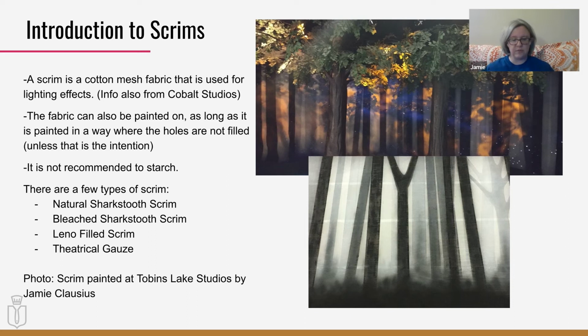Natural shark's tooth scrim, or painter's scrim, if you do use starch on it, is the only scrim known to shrink when sized. Bleached shark's tooth scrim tends to let loose or stretch when painted. Lino filled scrim is the same weave as a shark's tooth scrim, but with an extra layer that makes it opaque. And then theatrical gauze is made of woven linen, which has similar properties to shark's tooth, and can be a more economical way to do a scrim, I believe.